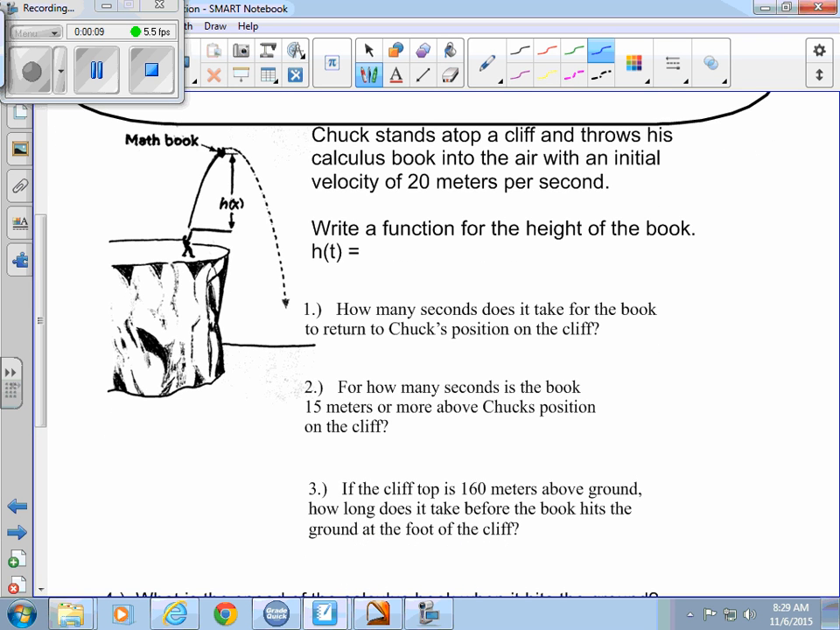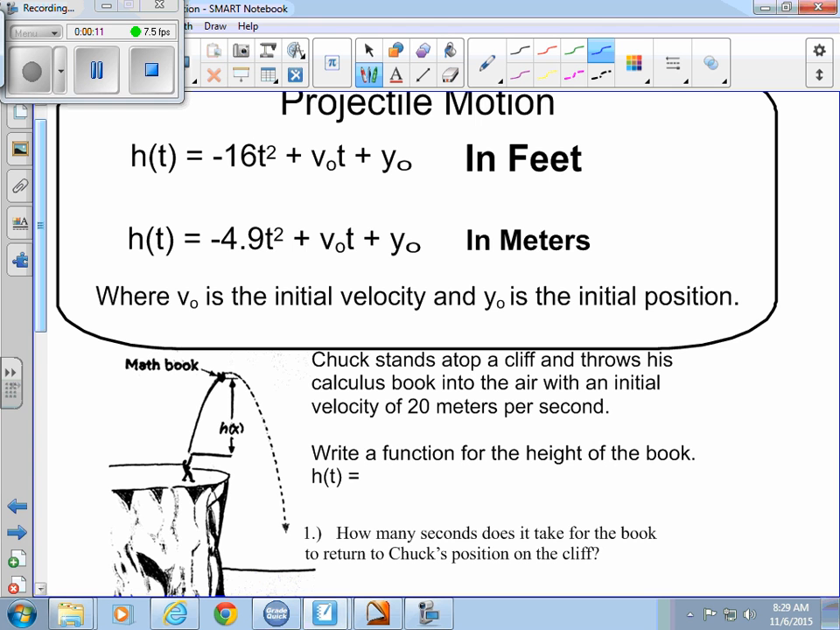The first thing we did was write an equation using these two equations here. You're going to want to memorize those.